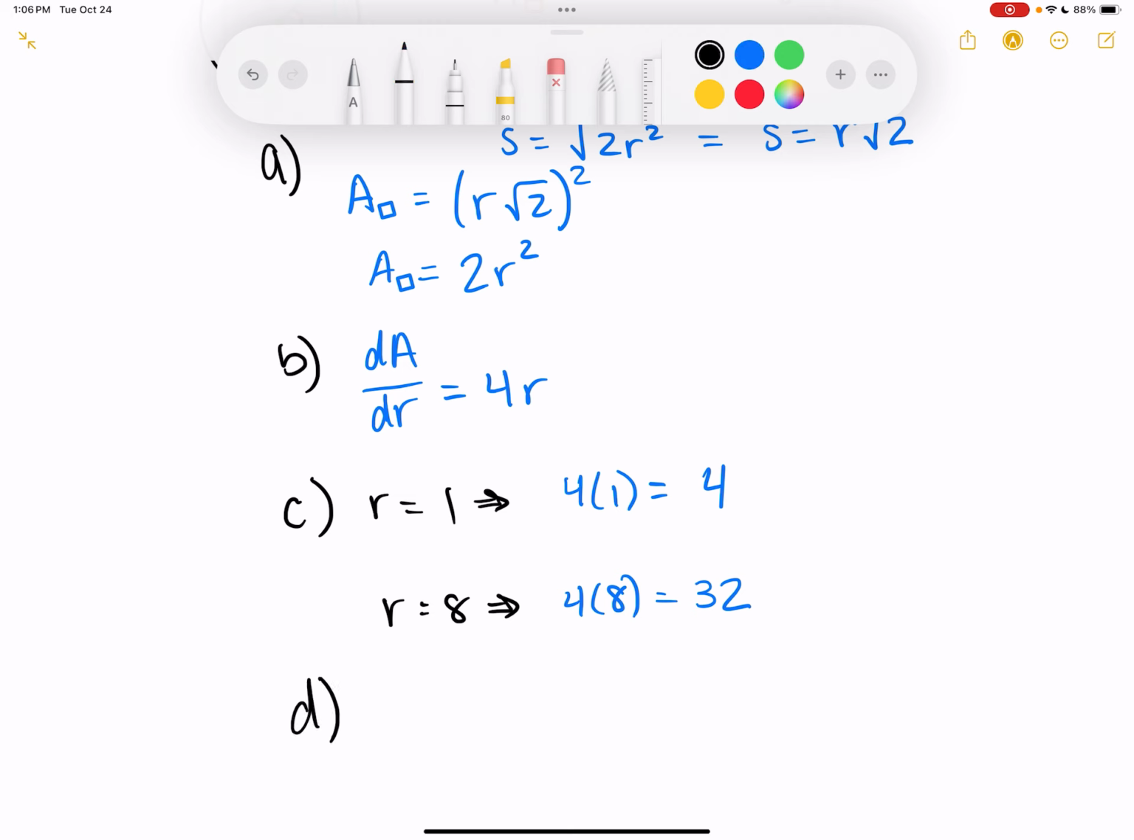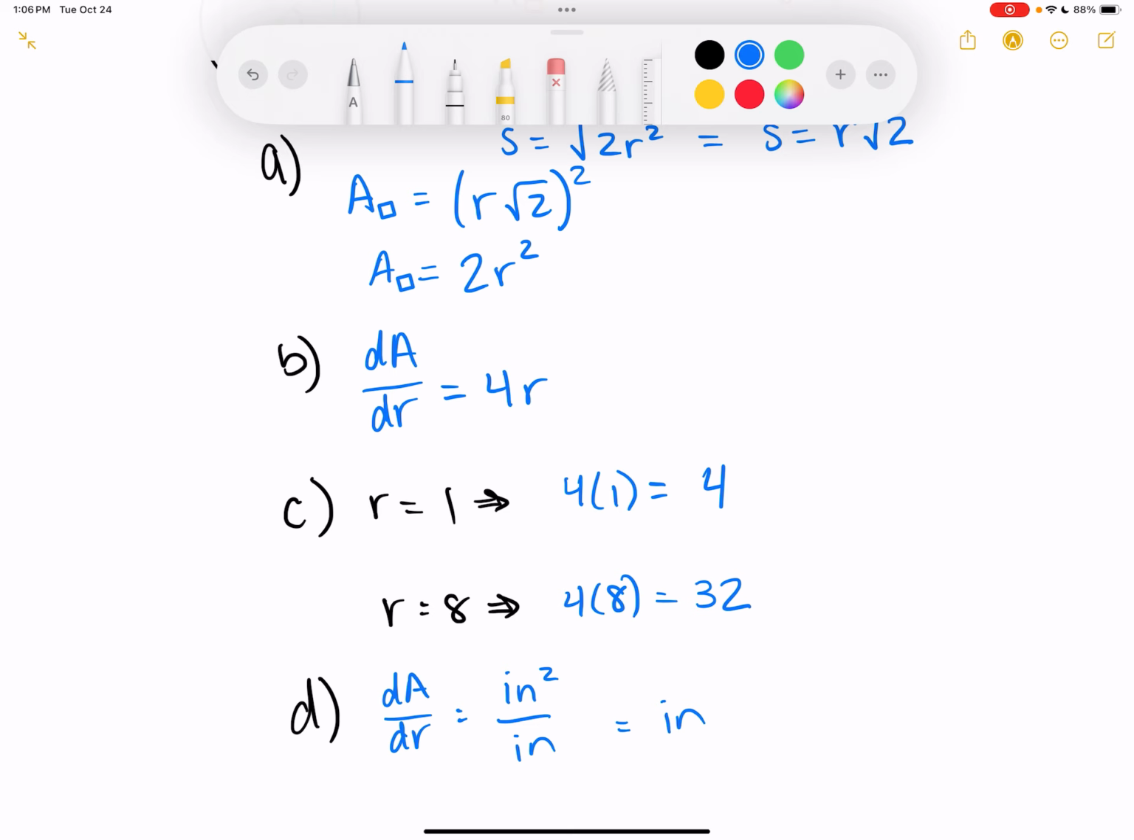And the last part: if r is measured in inches and A is measured in square inches, what units would be appropriate for dA/dr? Inches squared per square inch. Inches squared per inch, aka inches.